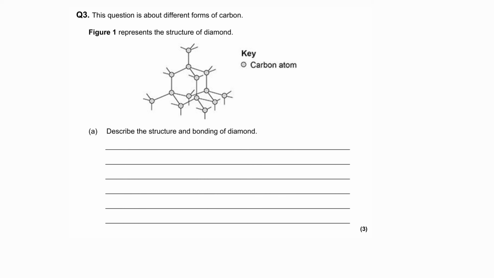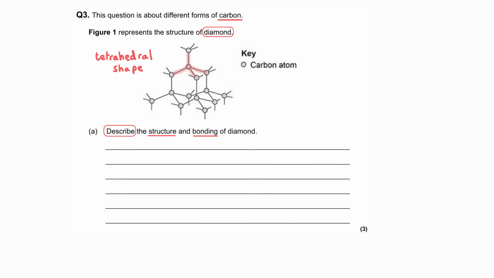This question is about the different forms of carbon. Figure 1 represents the structure of diamond. And there is a key on the right-hand side where we're told that the grey circles are representing the carbon atoms. And if we pick one of the carbon atoms towards the top, we can see that there is a three-dimensional element to this structure where each carbon atom has other atoms bonded to it in a tetrahedral arrangement. We've been asked to describe the structure and bonding of diamond.